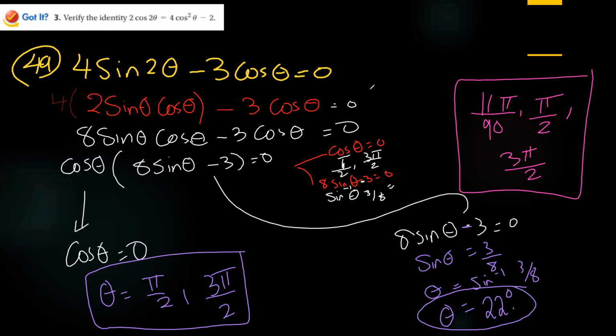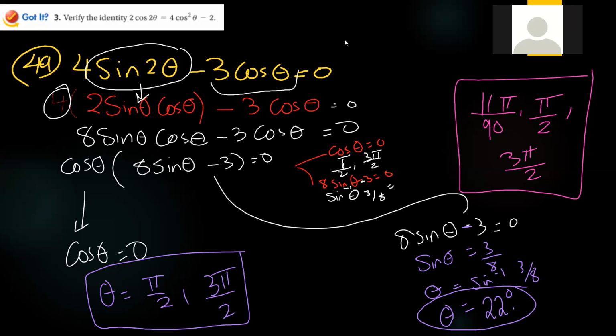Is it clear? Yes. Can you just repeat the first part that you did? 4 times 2 sine cosine. Sine 2 theta, we know from the identities that it is 2 sine times cosine. So I replace sine 2 theta by 2 sine times cosine. When you multiply it by 4, you will get 8 sine times cosine minus this part, which is 3 cosine. Okay, teacher. Then we take cosine as a common factor, then you will continue.